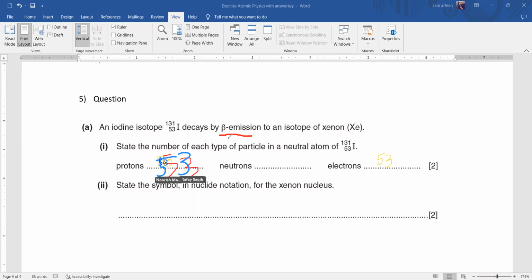So the nucleon number is 131, and the proton number will be 53. That's right. And it's a neutral atom, so 53 electrons. Then you take the difference, so the neutrons will be 78. That's correct.